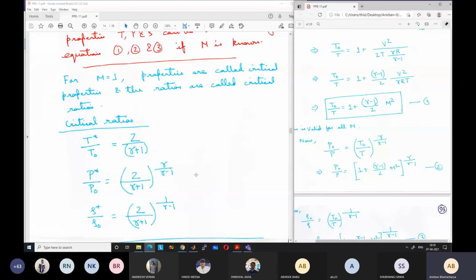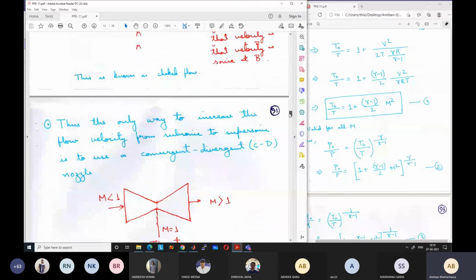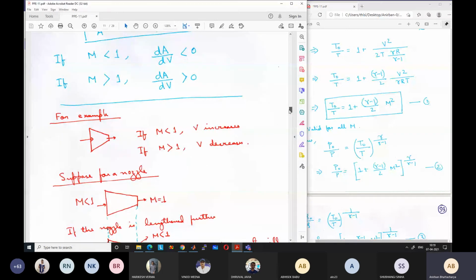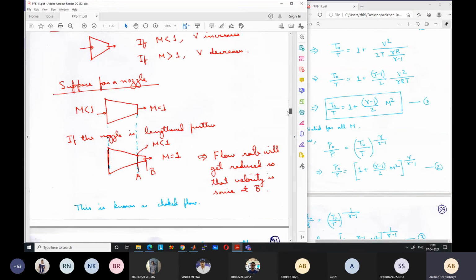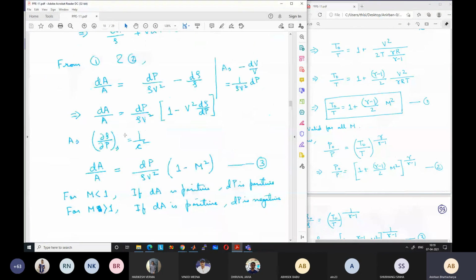Say at the inlet the velocity is negligible. You have a convergent nozzle like this. You have to try to understand this, and you have to read this material again before the next class. Say we have a convergent nozzle like this. Take any nozzle. Okay, let this be the nozzle.